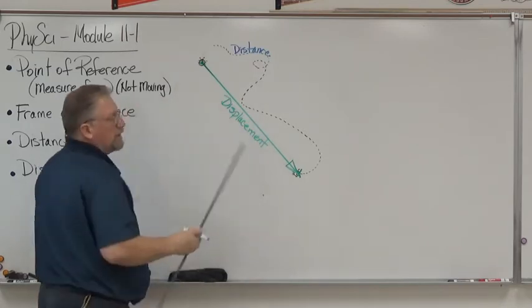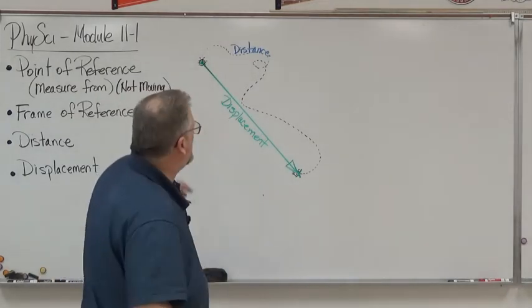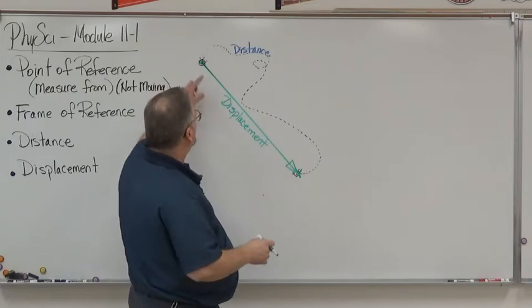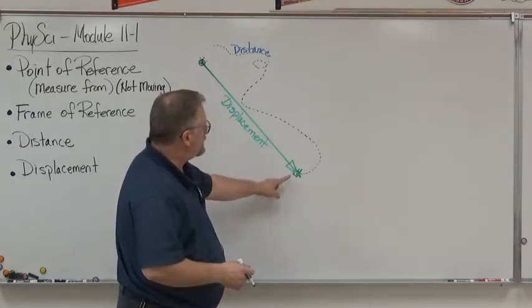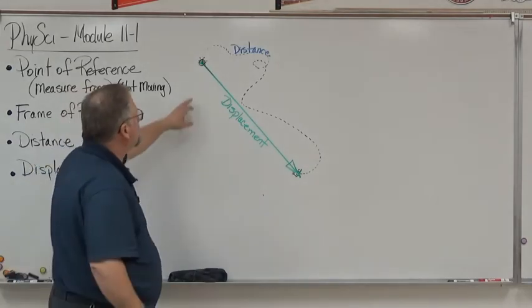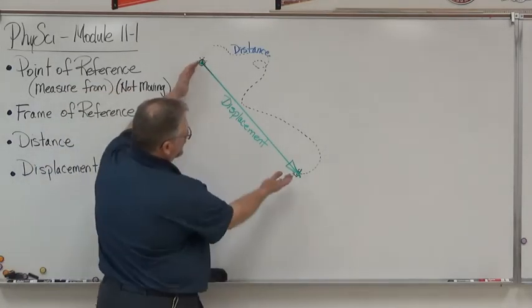Okay? So distance is the length of that entire path, curly cube swirling all over the place, and displacement is short and sweet, to the point. It always goes from where you started to where you ended. It's always a straight line.